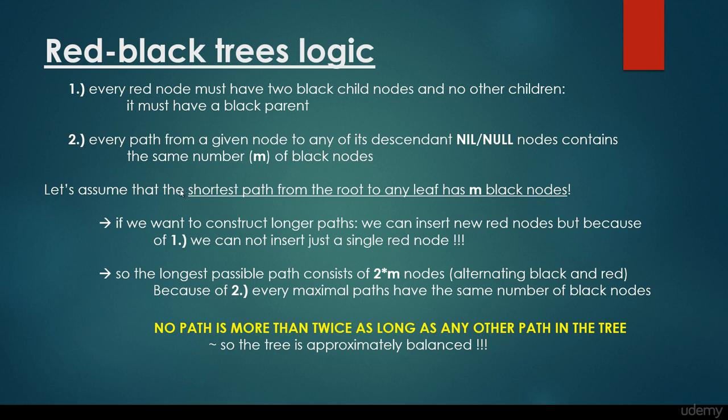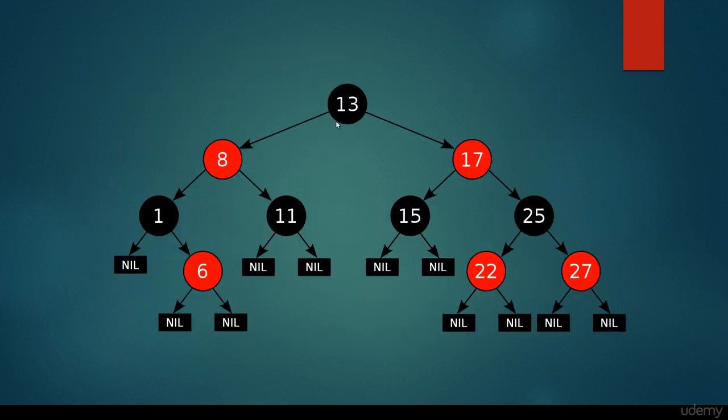So let's assume that the shortest path from the root to any leaf node has M black nodes. By the way, the shortest path in a red-black tree contains black nodes exclusively, and the longest path contains alternating red and black nodes: black node, red node, black node, red node. This is the longest path. The shortest path contains black nodes exclusively.